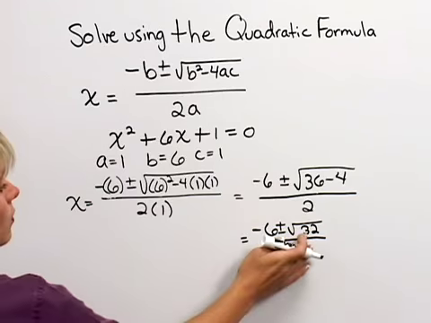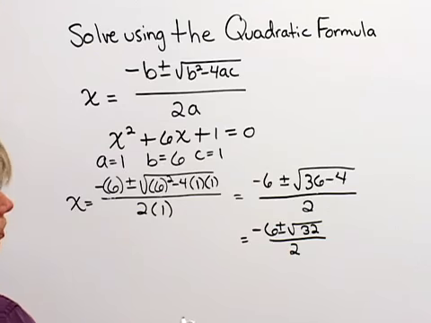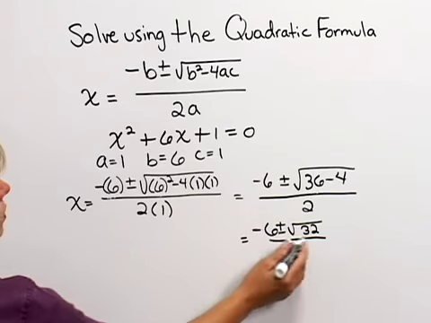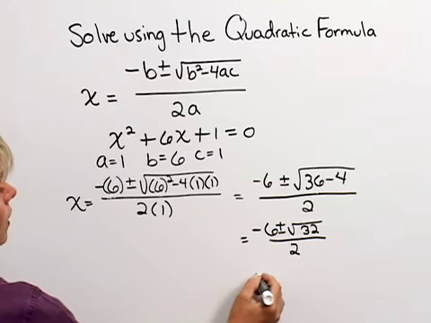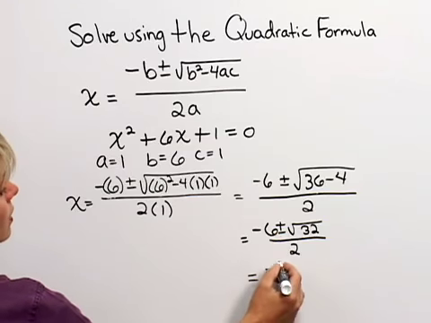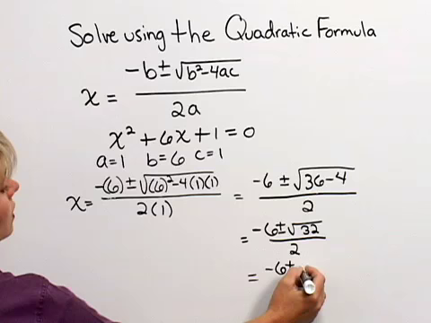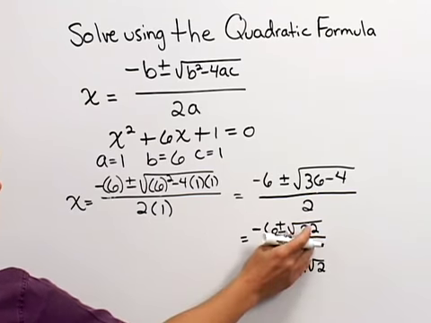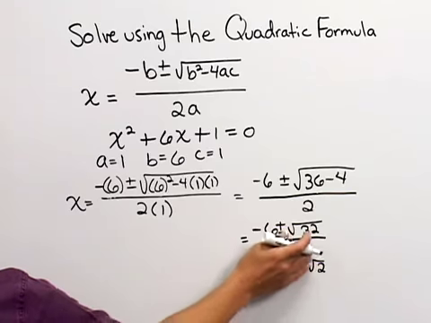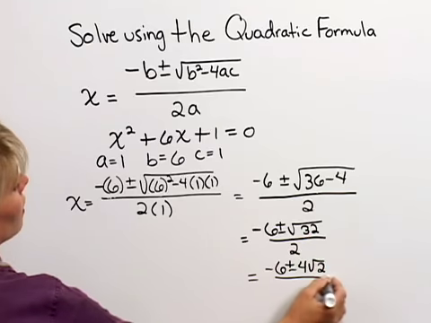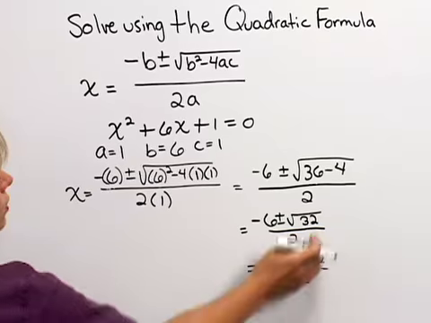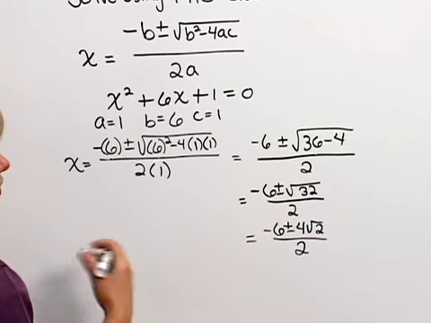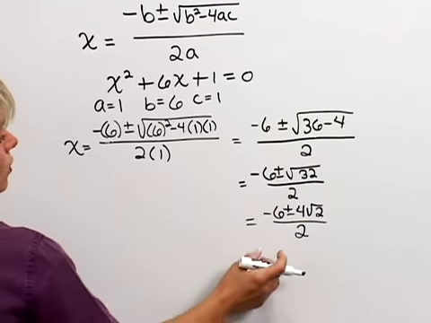We need to simplify our square root of 32, and 16 is a perfect square, which goes into 32. So that will simplify into negative 6 plus or minus 4 root 2, because 16 has a square root of 4, and it went into 32 twice, all over 2. You can simplify that square root off to the side of your paper if you need to.